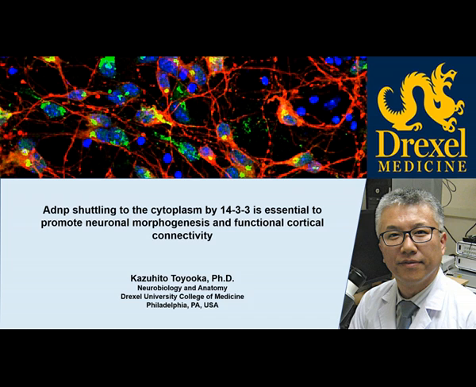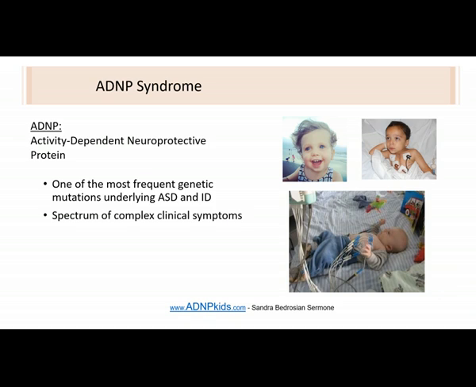Today I'm talking about the ADNP functions in cortical development. ADNP is known as a neuroprotective protein. ADNP mutation is one of the most frequent genetic mutations causing autism spectrum disorder and intellectual disability. ADNP patients show multiple symptoms. These include seizure, defect in motor function, anxiety, and ADHD.